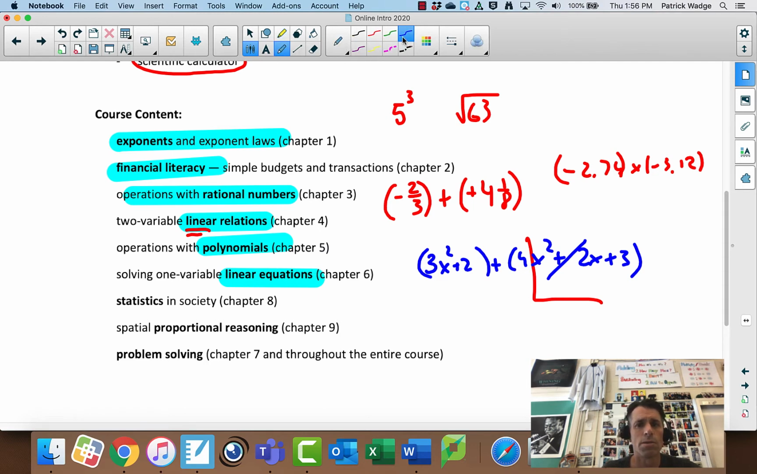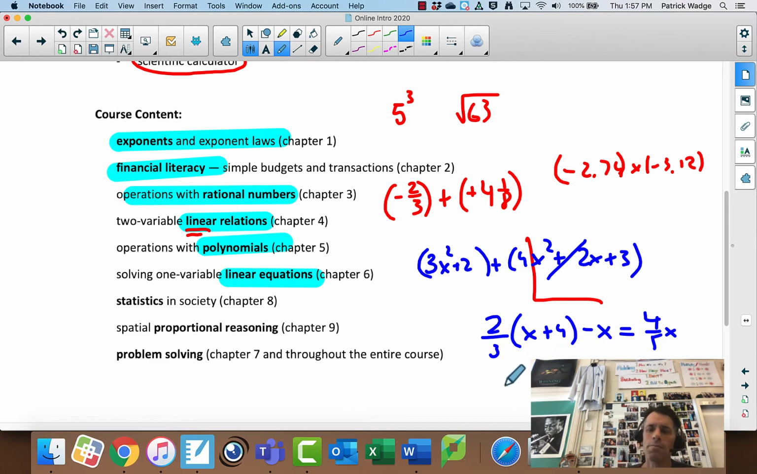So this year some of these equations are going to be difficult. You're going to be finding things like 2/3 bracket x plus 4 minus x equals 4/5x, and you have to figure out what number goes into all the x's to make it true. So these are more difficult equations than you learned last year, which were like 2x plus 3 equals 9, right? That's the type you did last year.